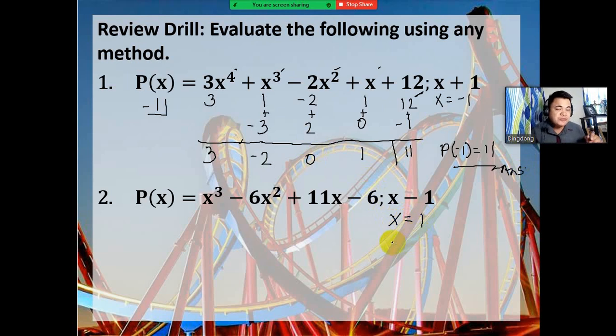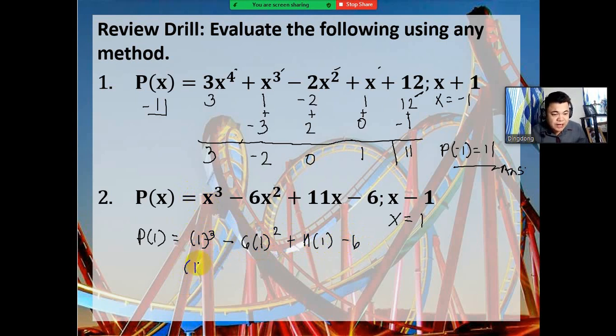So to differentiate the two methods in evaluating polynomial functions, let's use the other one, which is the direct substitution. So P of 1. When you use direct substitution, you don't care if the polynomial is complete and arranged. So just directly substitute. So P of 1 is equal to 1 cubed minus 6 times 1 squared plus 11 times 1 minus 6. You can actually directly solve this on your calculators. Just make sure to enter the exponent properly for you to be able to get the right answer.